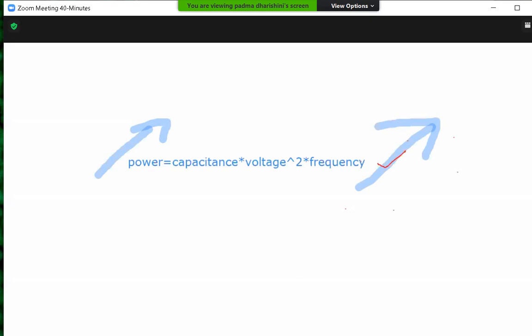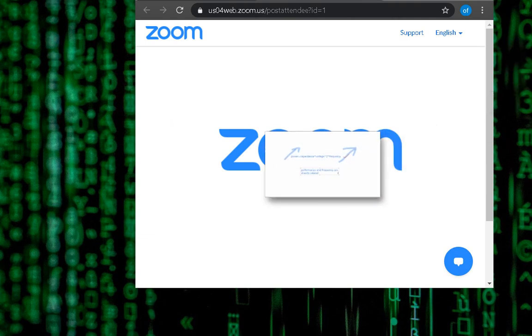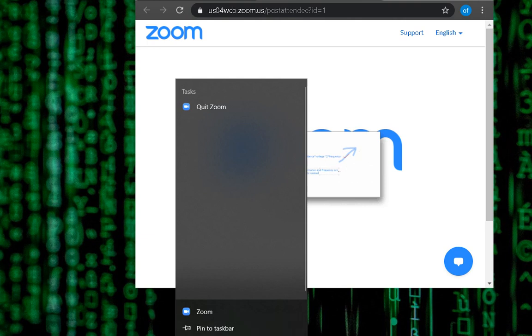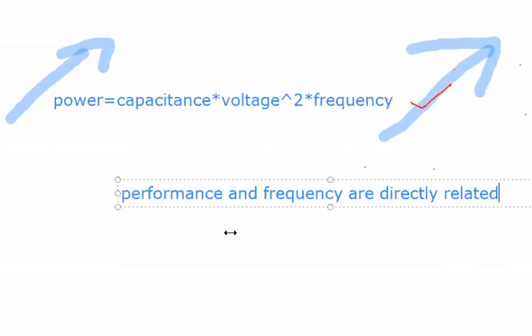You can understand, no, directly related. That means if one increases, the other also increases. Performance increases means that frequency is more. Okay, that way we can say that. So now they are decreasing the frequency, which means our performance will also go down. Okay, so what they thought is, they have to come out from this power problem. The only solution is they have to reduce the frequency.